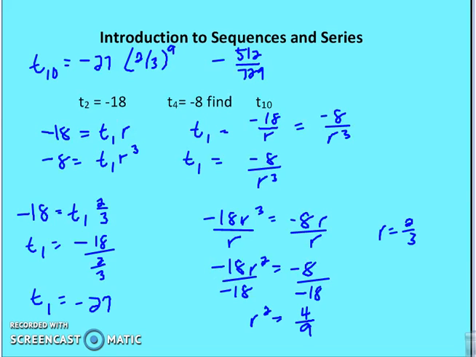Okay, so you're going to end up with negative 512 over 729. Again, you're going to go through the process of creating two equations for t sub 2 and also for t sub 4, rewriting those for t sub 1. And then you're going to solve for t sub 1. You'll end up with t sub 1 is negative 27. And then solving for r is equal to 2/3. You're going to use that value to rewrite your equation for t sub 10, and then solve using t sub 1 and r to get an answer of negative 512 over 729.